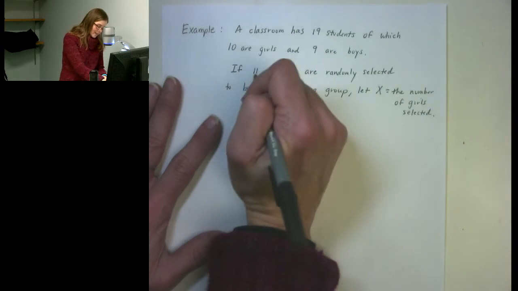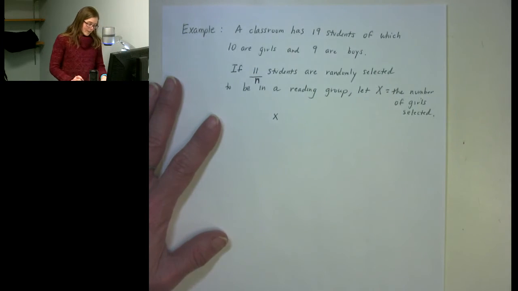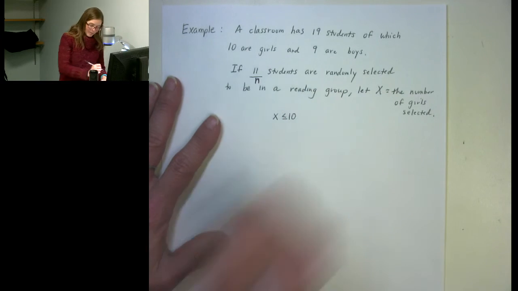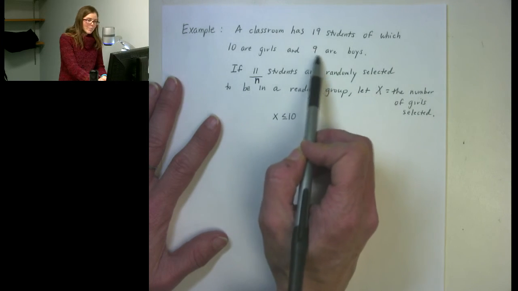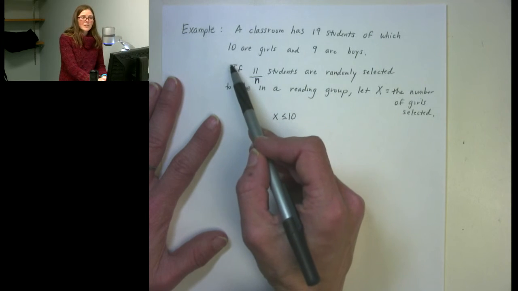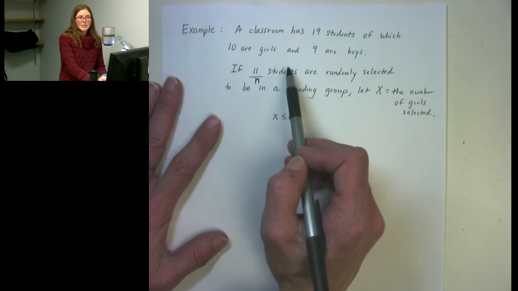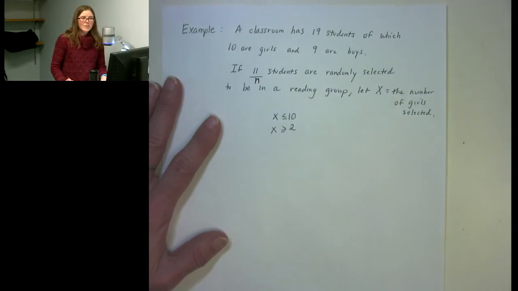I can see I've got my number that I'm picking, my little n, is 11, right? But there are only 10 girls in the class, so the number of girls can't be more than 10, so x has to be less than or equal to 10. Notice also that since there are only 9 boys, I couldn't have no girls selected, right? Because then I wouldn't have enough boys to fill up the group of 11. So I also know that x has to be greater than or equal to 2, right?